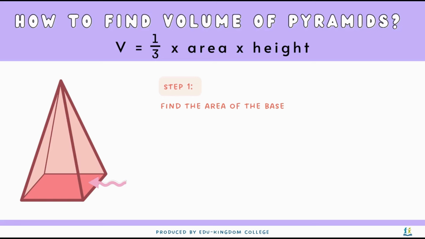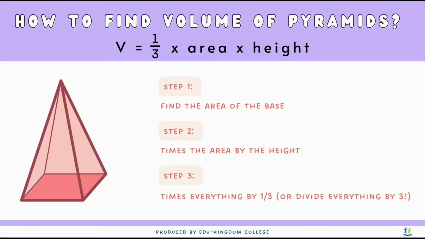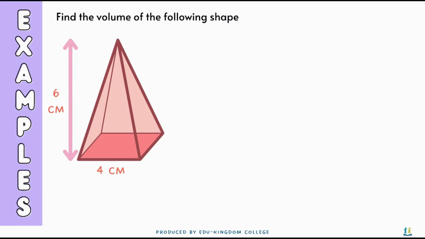Now moving on to finding the volume of pyramids. Finding the volume of a pyramid has 1 extra step compared to a prism. Our first step is also to find the area of the base. The second step is also timesing the area by the height. But now we have to times everything by 1/3 or divide everything by 3.